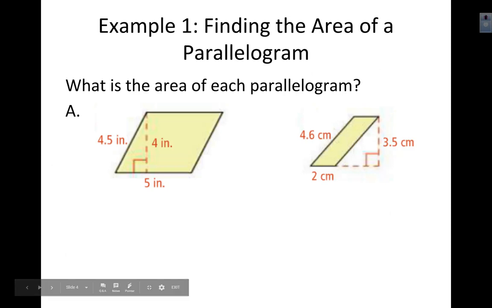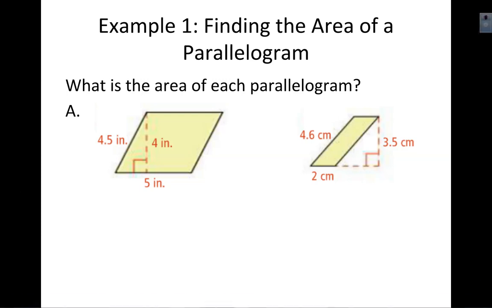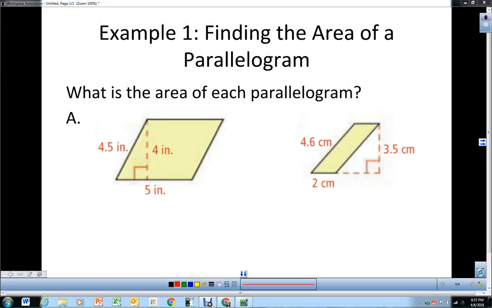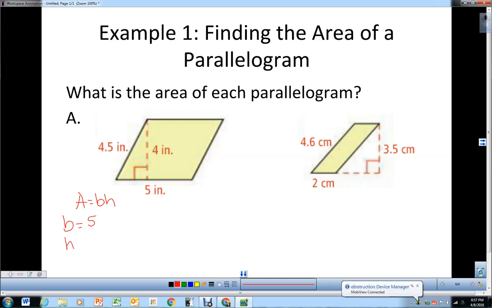So let's take a look at a couple examples here. In part A, we are asked to find the area of each parallelogram. So we know the area is equal to base times height. Base, in this case, is going to be 5. It's one side here. The reason we identify this as my base and not the 4.5 is that the 4.5 could be the base if you turned this on its side, but because the height is the dotted line here, it is perpendicular to this side, therefore this is your base and this is your height.